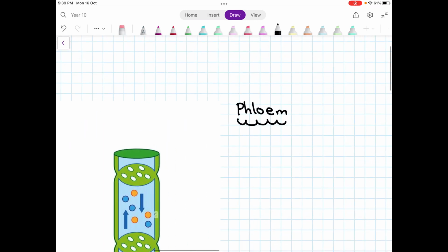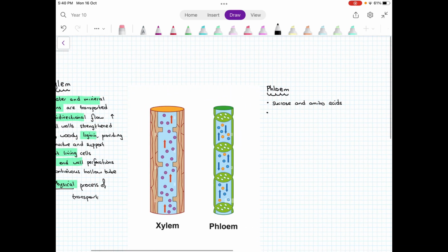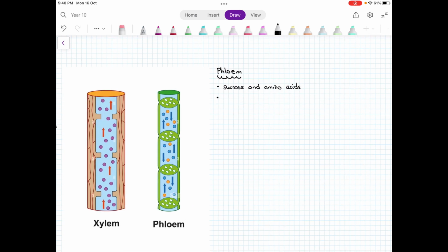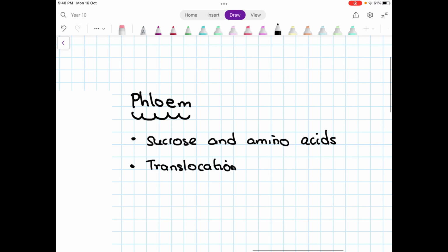Let's move on to the phloem now. So the substances which are transported through the phloem include sucrose and amino acids, and unlike flow in the xylem, which is unidirectional, flow in the phloem is from source to sink, so it's basically transported to any part of the plant which requires these substances. And this is part of a process known as translocation, which involves the movement of food molecules.